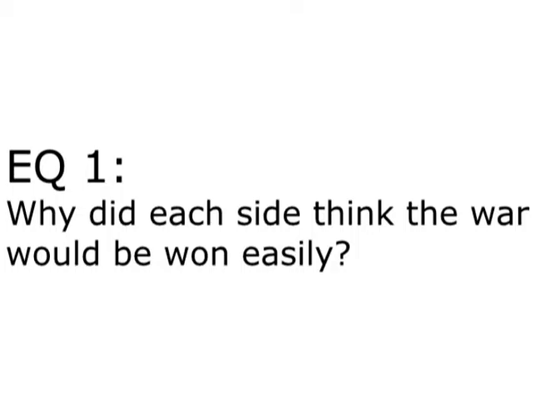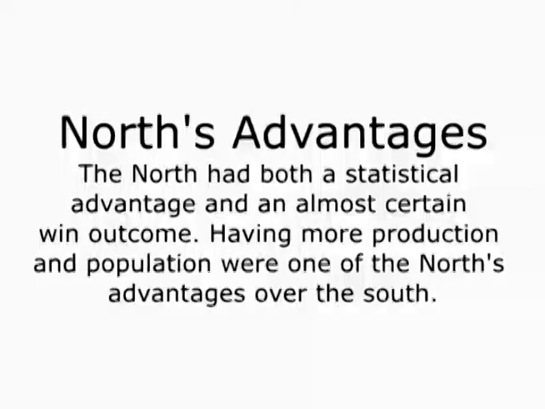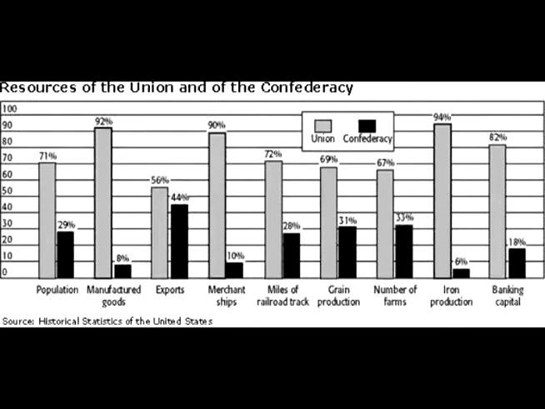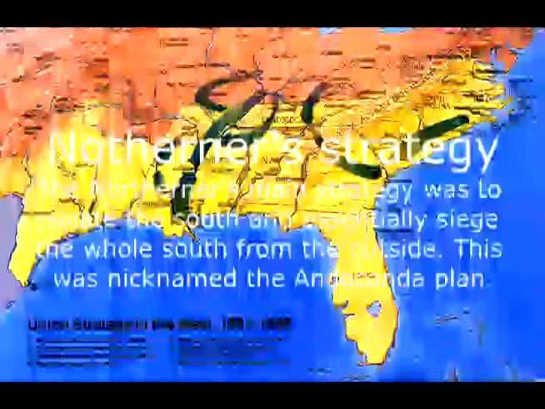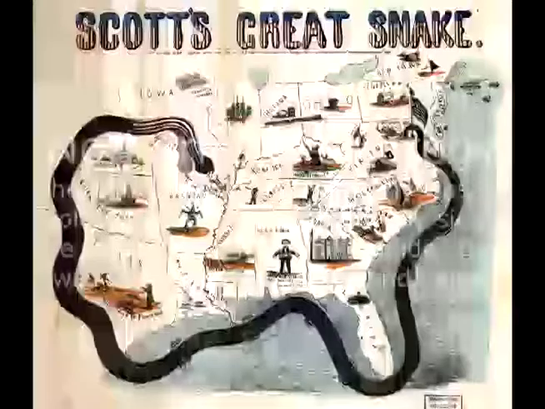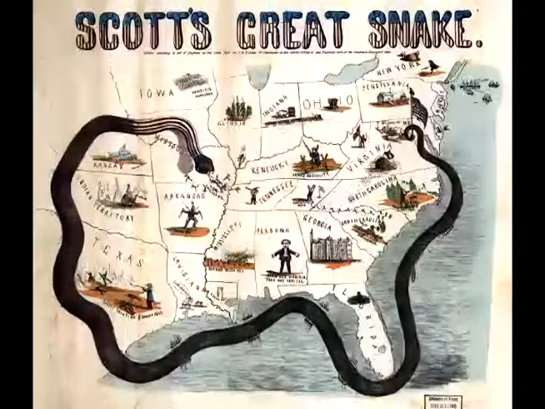EQ1. Why did each side think the war would be won easily? The North's advantages. The North had both a statistical advantage and an almost certain win outcome. Having more production and population were some of the North's advantages over the South. The North's main strategy was to isolate the South and essentially siege the whole South from the outside. This was nicknamed the Anaconda Plan.